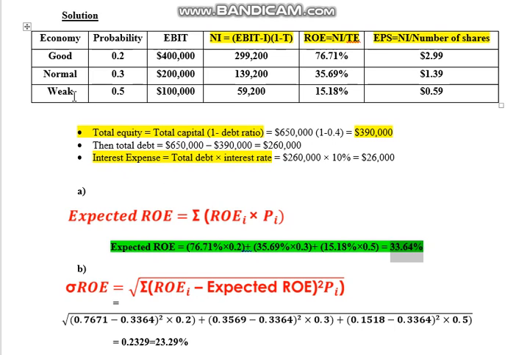Then in the weak economic situation, we take the ROE at the weak economic situation minus the expected ROE, squared, times the probability. Then we take the radical of this sum, so we will get the standard deviation of ROE, or the risk of ROE, which is 23.29%.